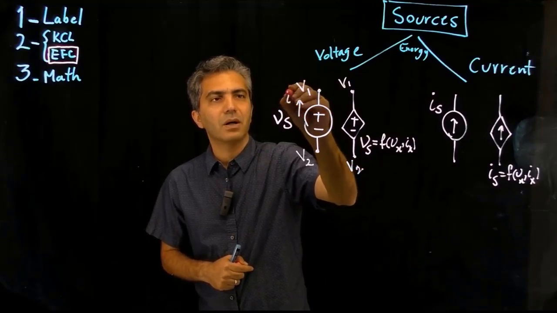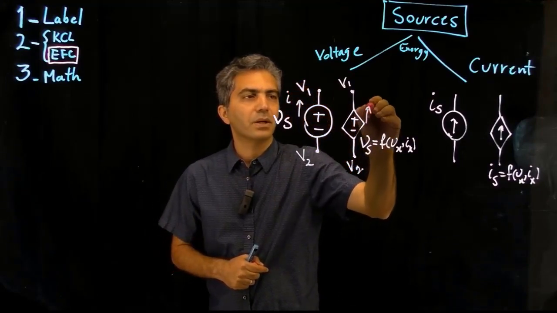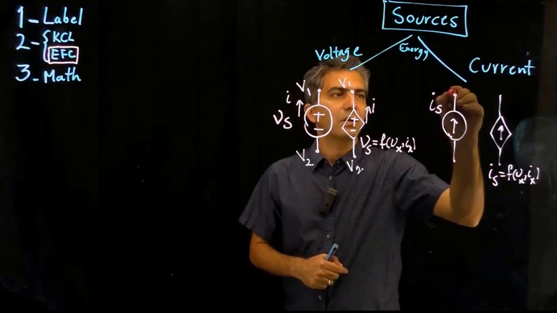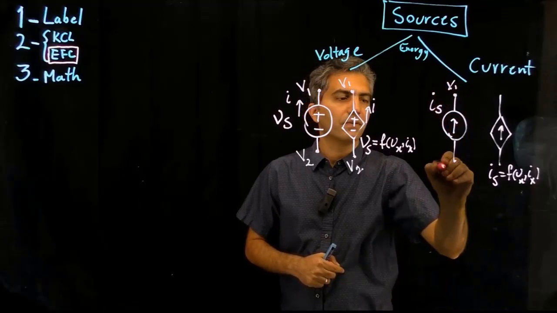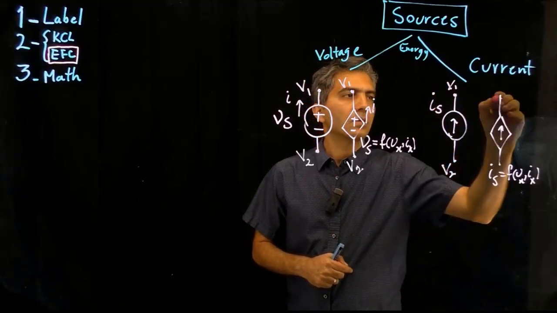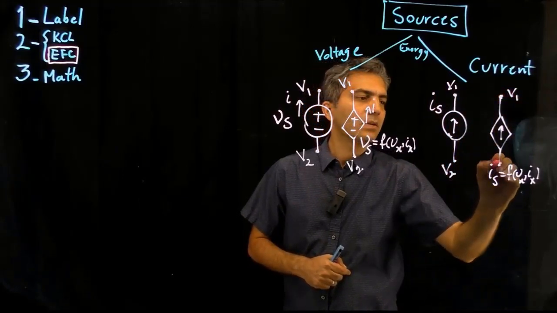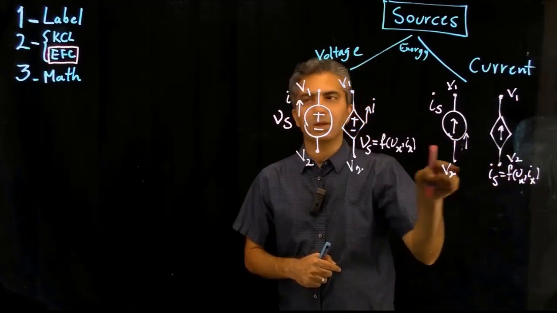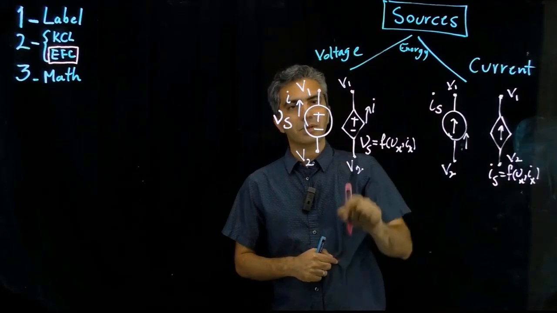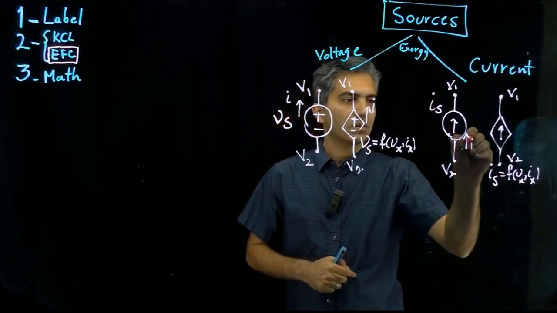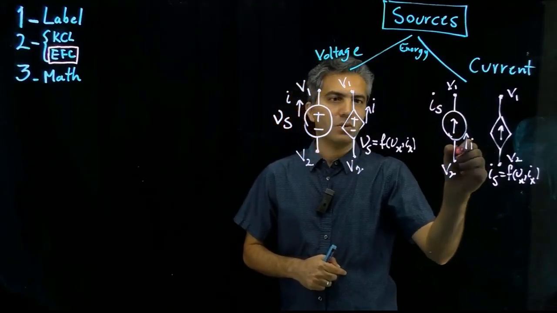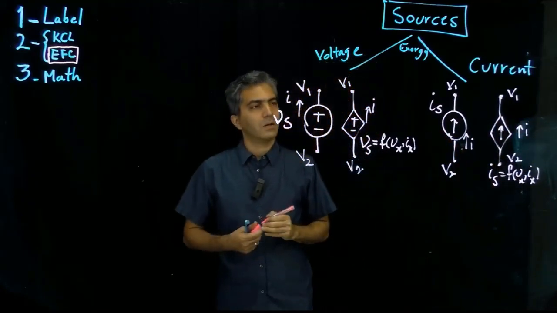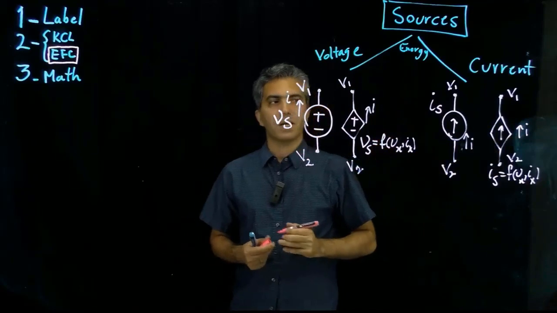I'm going to call that I, and here the same thing, V1, V2, current passing through the component. Notice I'm doing the same thing that I would do when I label the circuit for this component. So I'm defining nodes, and then I'm defining node voltages, and I'm defining currents passing through the component.